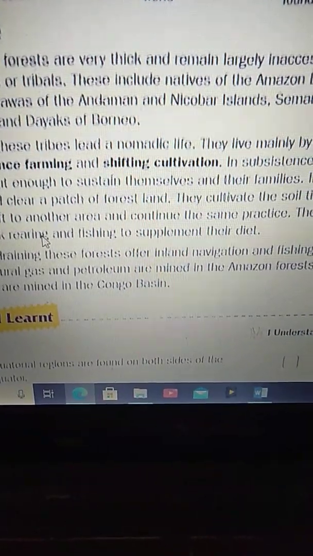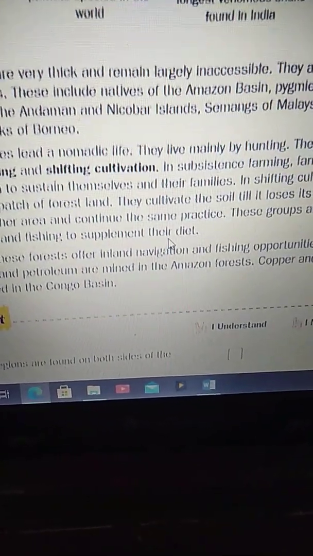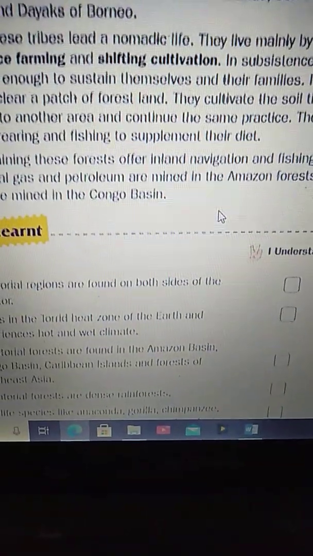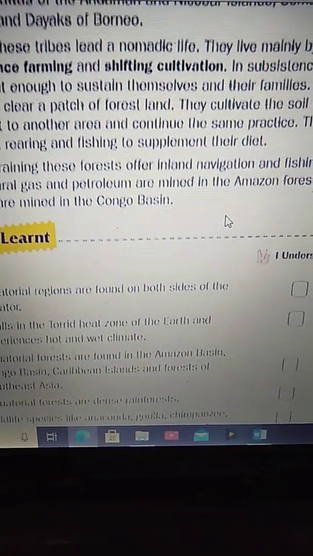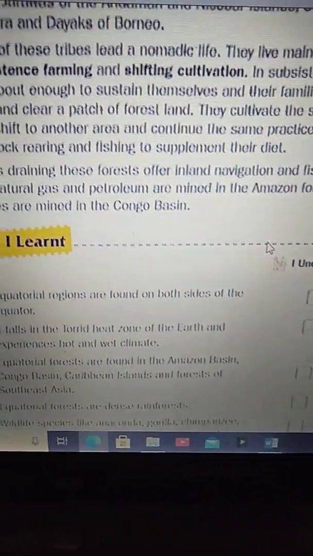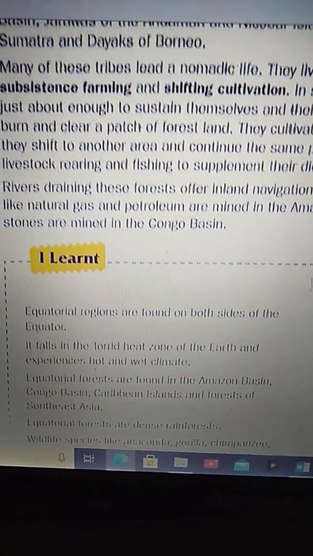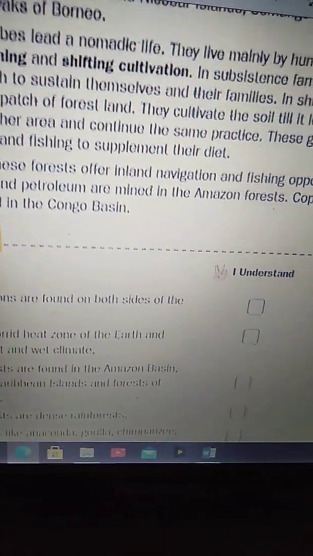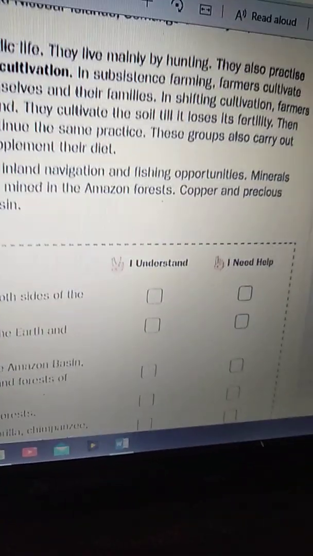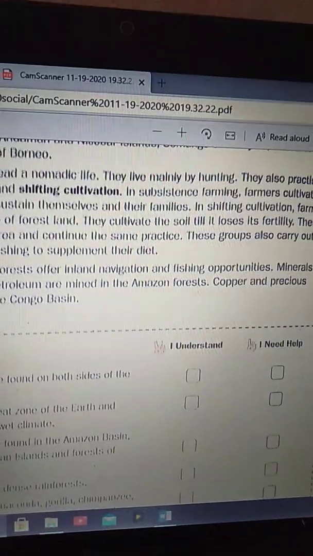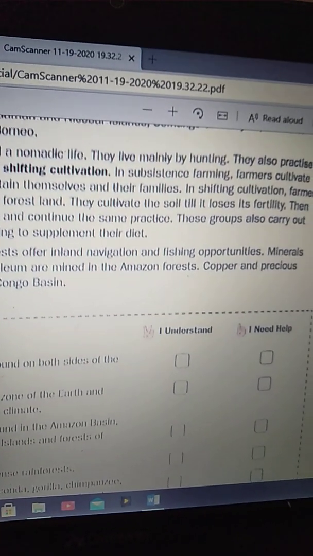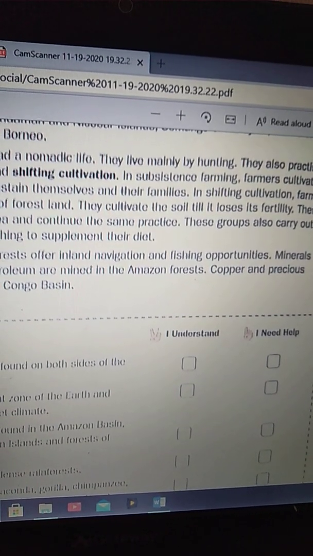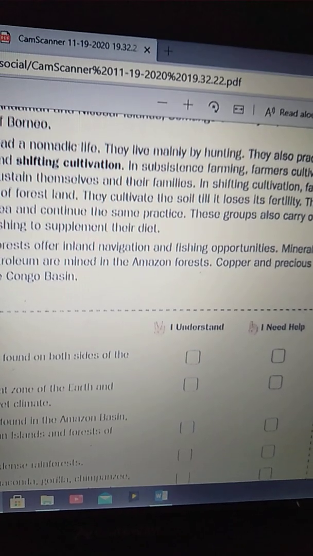These groups also carry out livestock rearing and fishing to supplement their diet. Rivers draining these forests offer inland navigation and fishing opportunities.